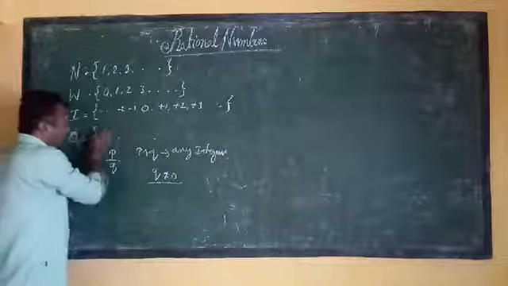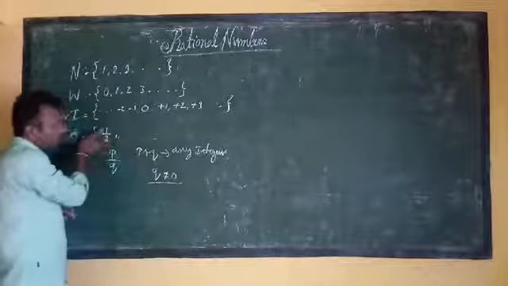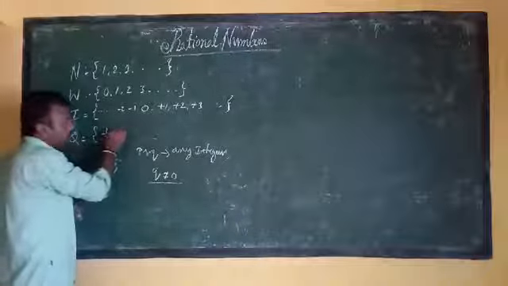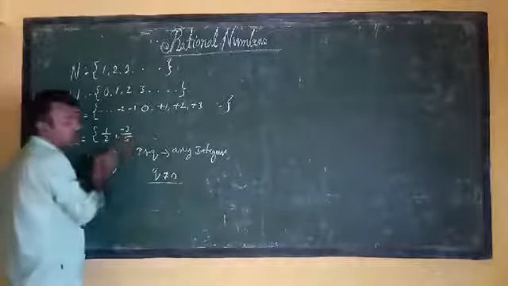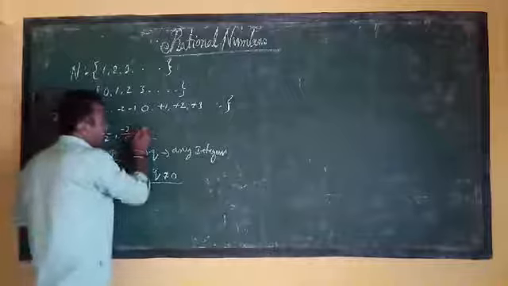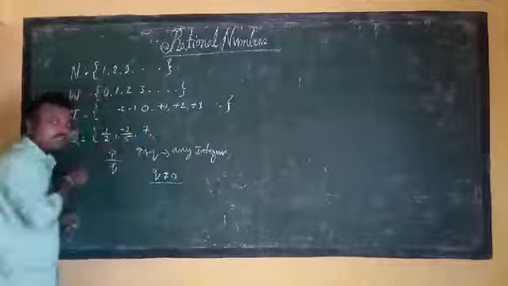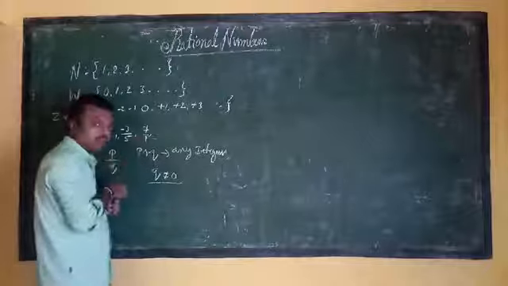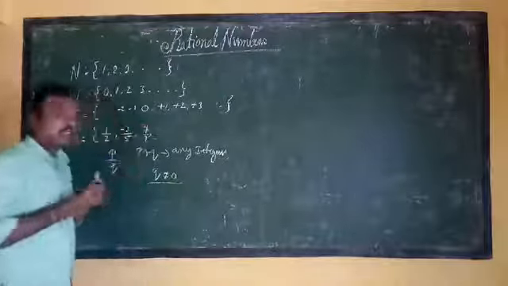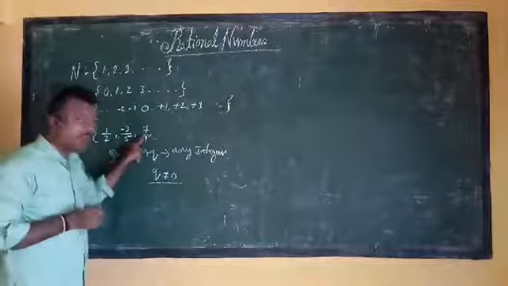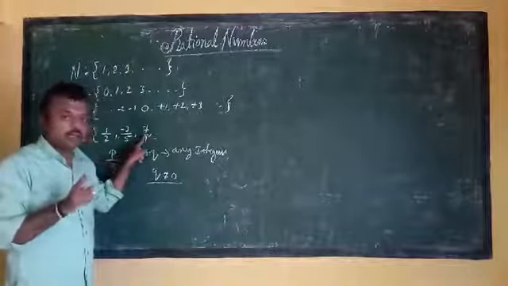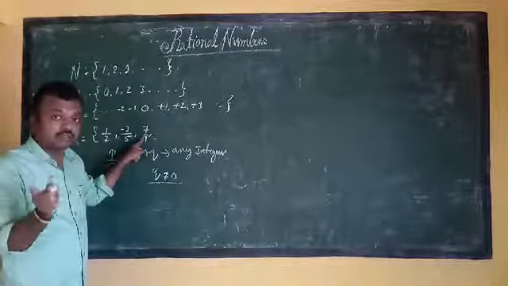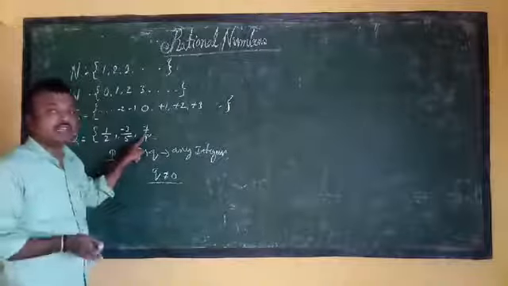So, for example, 1 by 2. Here 1 is the P and 2 is the Q, the numerator and denominator. Then minus 3 by 5. And then 7. Only 7, is it a rational number? Yes, because nothing is there means 1 is in the denominator. Therefore 7 is also a rational number. Basically 7 is what? A natural number or whole number. Every natural number is also a rational number.